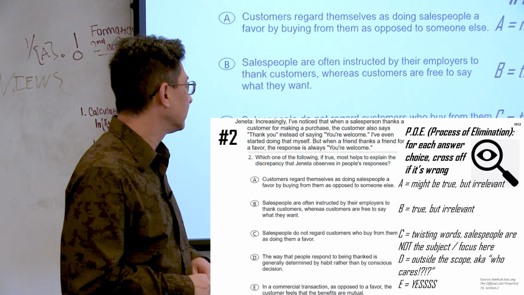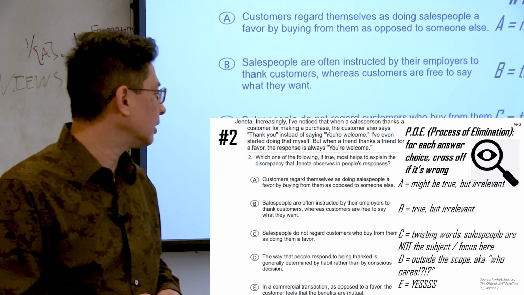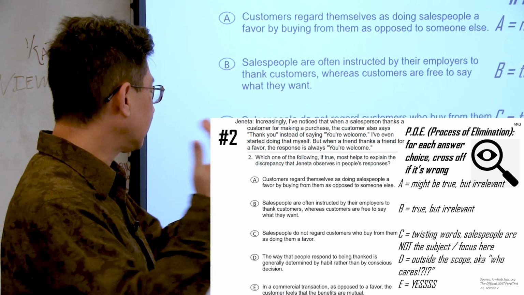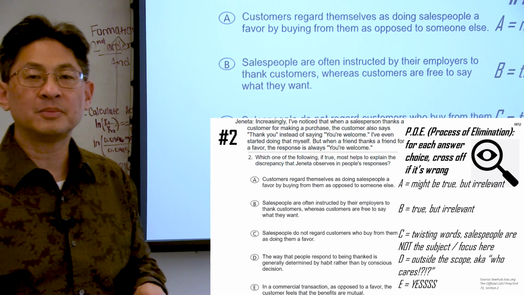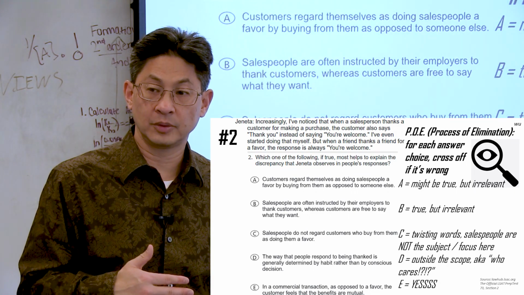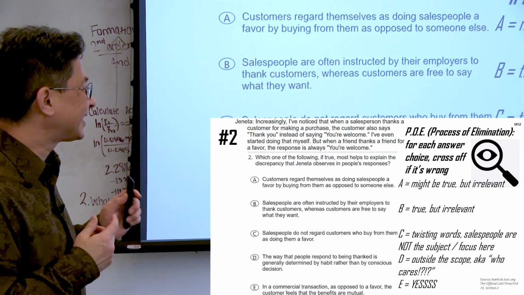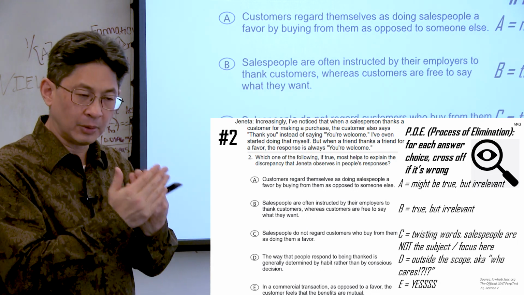Stay on track. E is the answer choice that stays on track in a commercial transaction as opposed to a favor. You see how they're contrasting the two? The customer feels that the benefits are mutual. What does mutual mean? It means you do something for me and I do something for you. It goes two ways. It's a two-way street. So E is definitely the right answer because it matches completely with what we predicted.